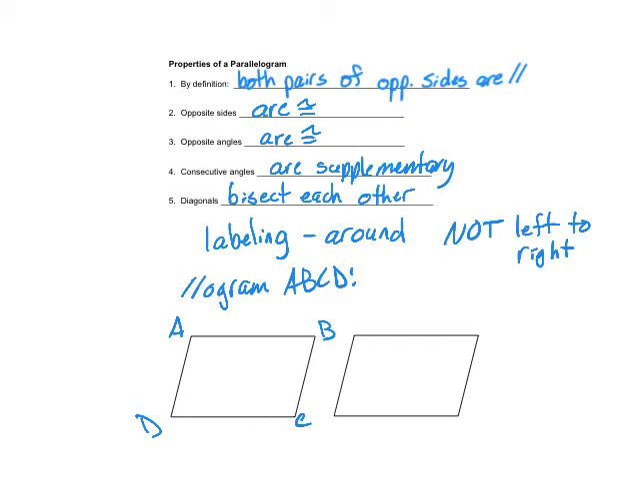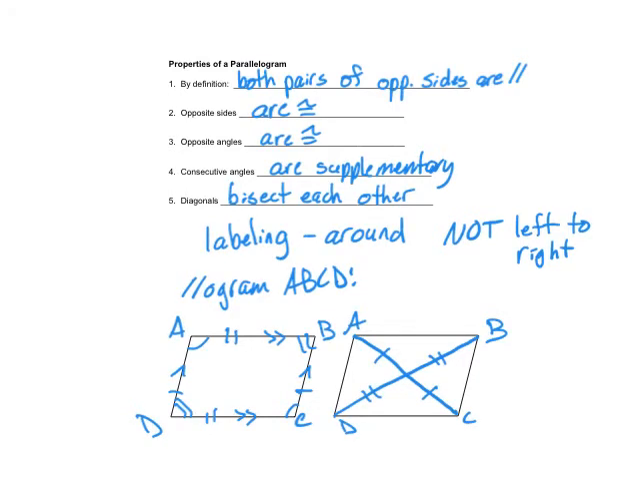Now I can mark this up with all the properties of a parallelogram. So these markings tell me that opposite sides are parallel. The tick marks tell me that opposite sides are equal. Opposite angles are equal. And then if I move to the second parallelogram here, and I put in the diagonals, again, if I label it A, B, C, D, that means my diagonals are AC and DB. The diagonals bisect each other. They are not equal, but they bisect each other. So that's how you can mark up your parallelograms.